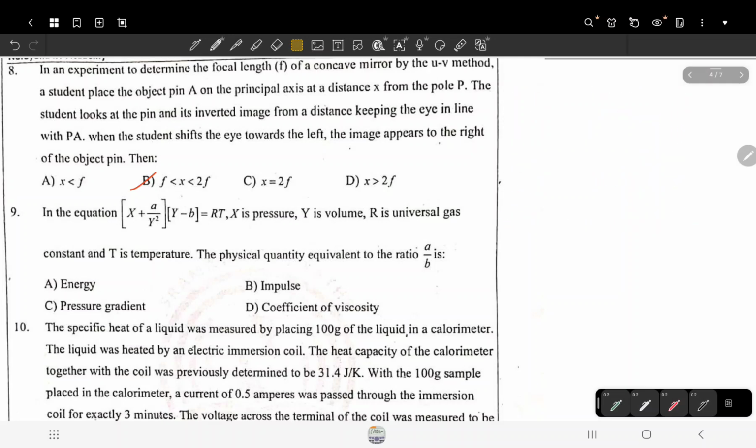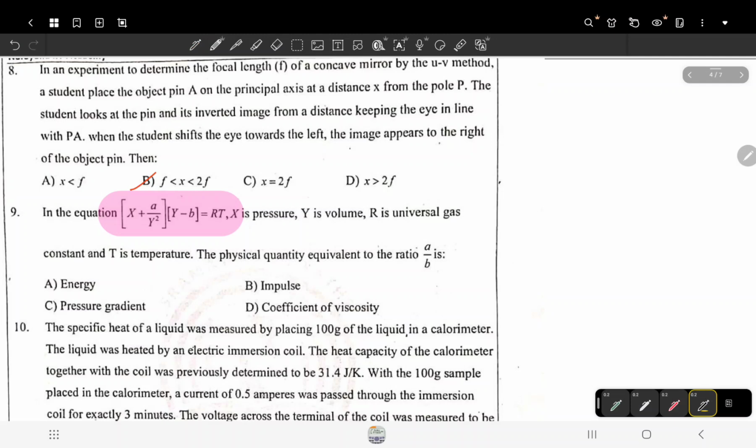So next, question number 9. In the equation (x + a/y²)(y − b) = RT, x is the pressure, y is the volume, R is the universal gas constant and T is the temperature. The physical quantity equivalent to the ratio a/b is. So you guys know this equation already. I think it seems like a previous year question, right? So this is an equation that was given. So let me solve it.